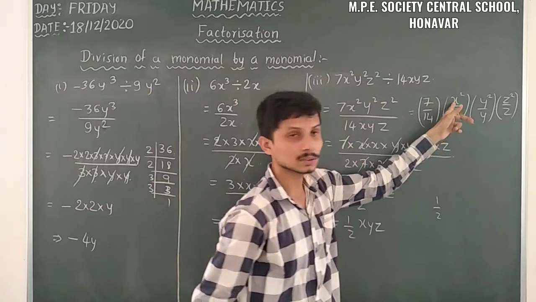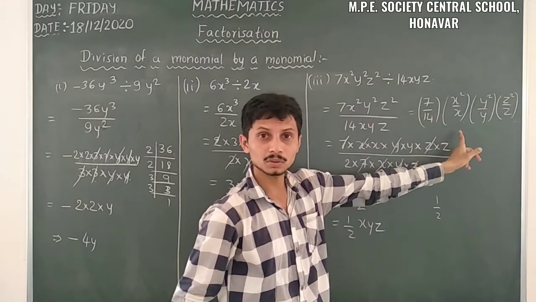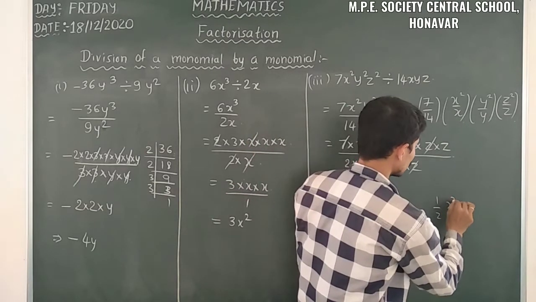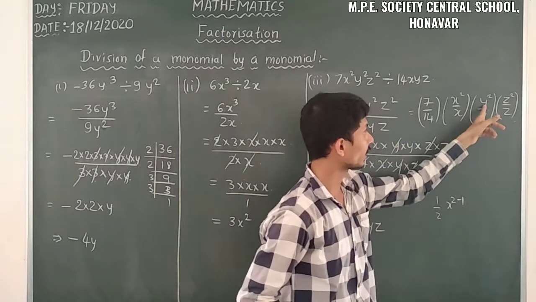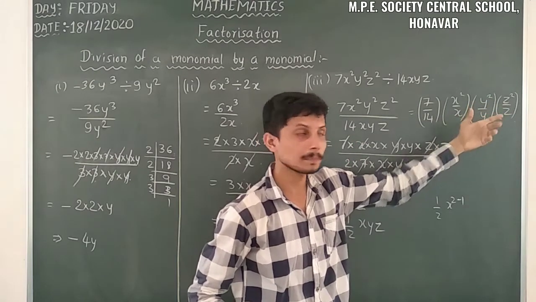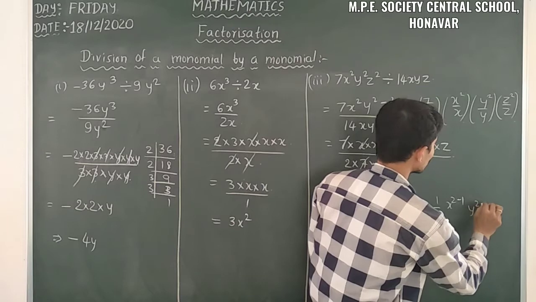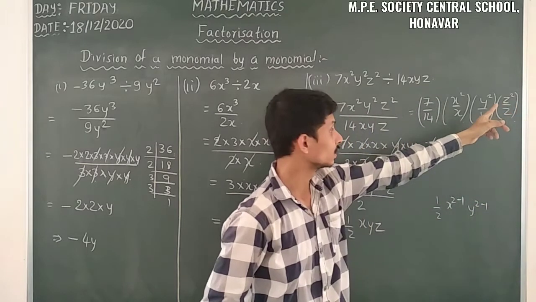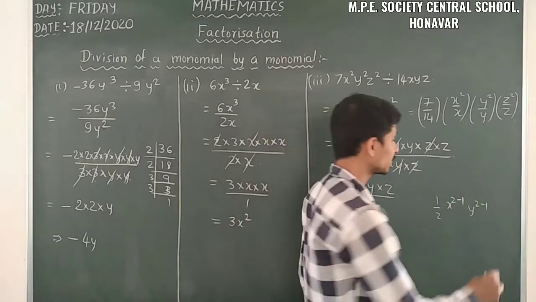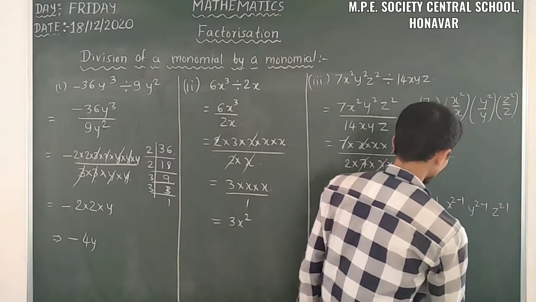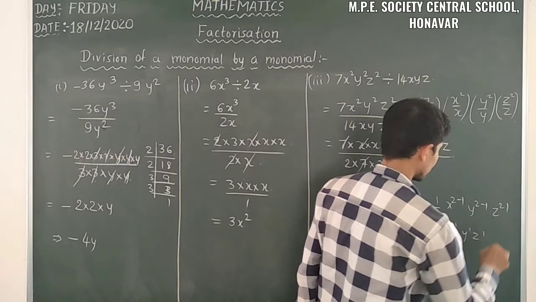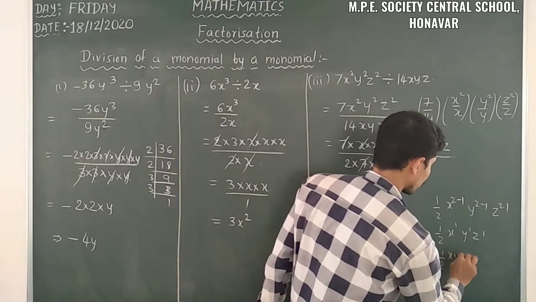When we have x square by x, it is a raised to m by a raised to n, so we can take it as a raised to m minus n. That is x raised to 2 minus 1. And y raised to 2 by y raised to 1, that is y raised to 2 minus 1. Same here: z raised to 2 by z raised to 1, a raised to m by a raised to n is a raised to m minus n, that is z raised to 2 minus 1. That is 1 by 2 into x raised to 1, y raised to 1, z raised to 1. That is 1 by 2 into xyz.